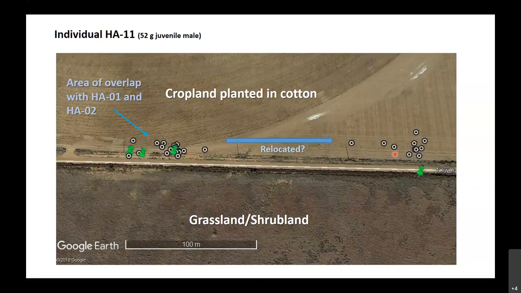And I believe this area right here was at some later time period when we returned to track it. So it's possible that this individual, this male, was forcibly relocated. Either one of the two females here might have been responsible for that male moving down and becoming more active down here, occupying a burrow down here as well.